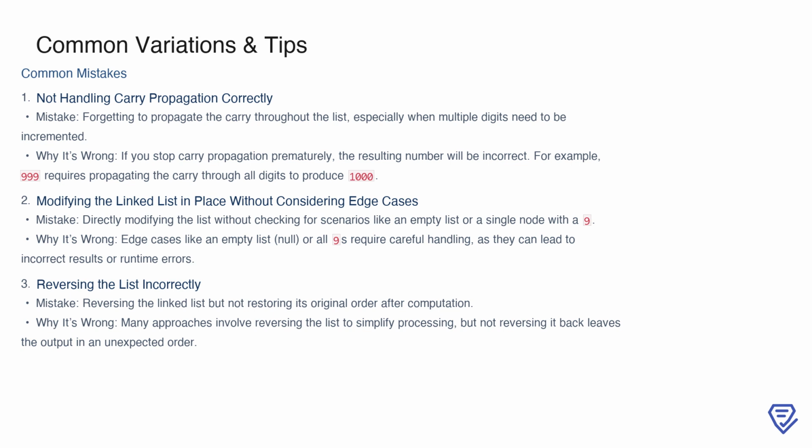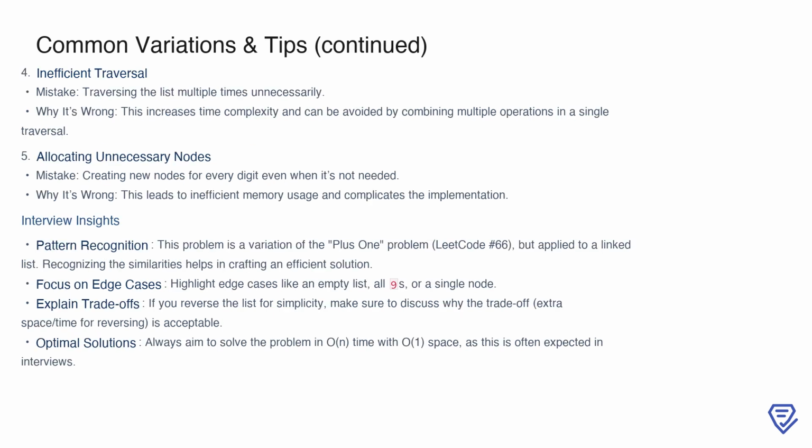While reversing can simplify the addition process, failing to restore the list to its original order afterward can leave your result in an unexpected format, which might not be acceptable depending on the problem constraints. These pitfalls emphasize the need for a thorough and careful approach when implementing your solution. Now, let's look at a few more common mistakes and insights to strengthen your understanding.